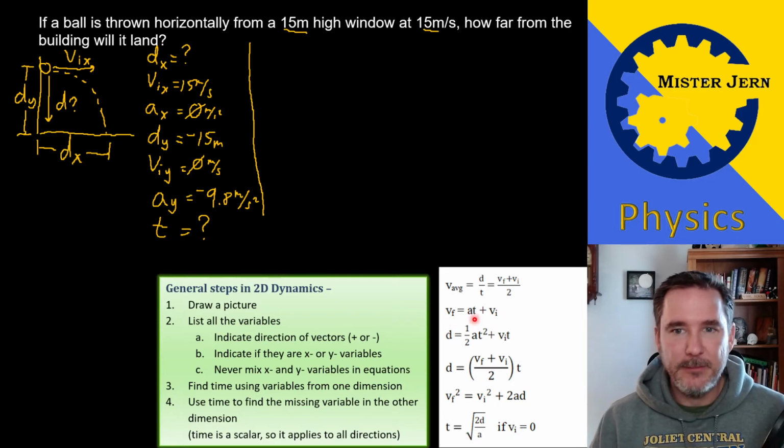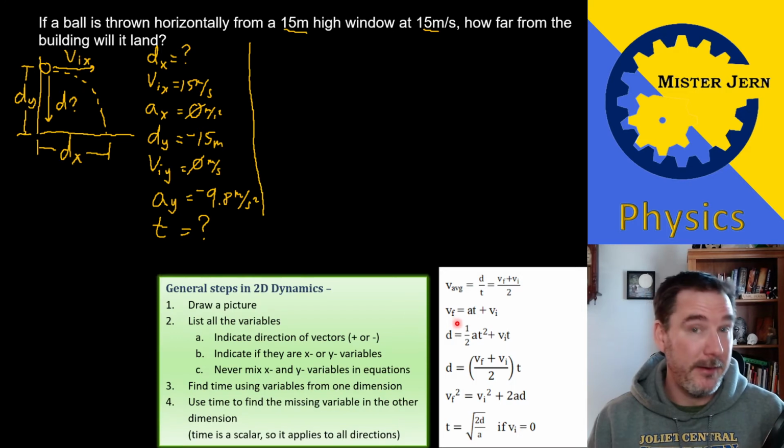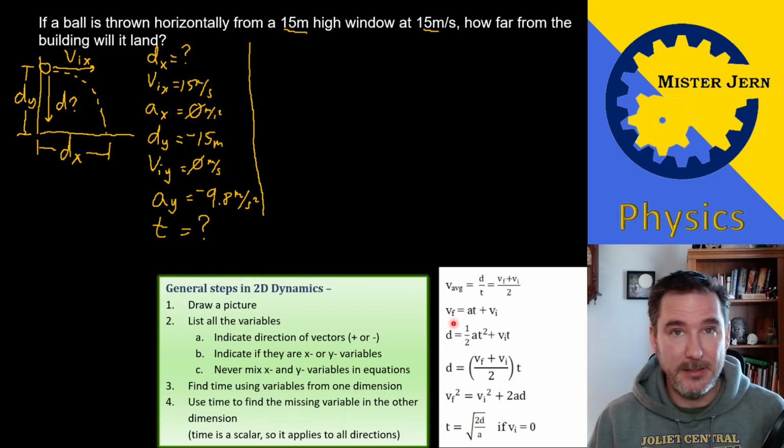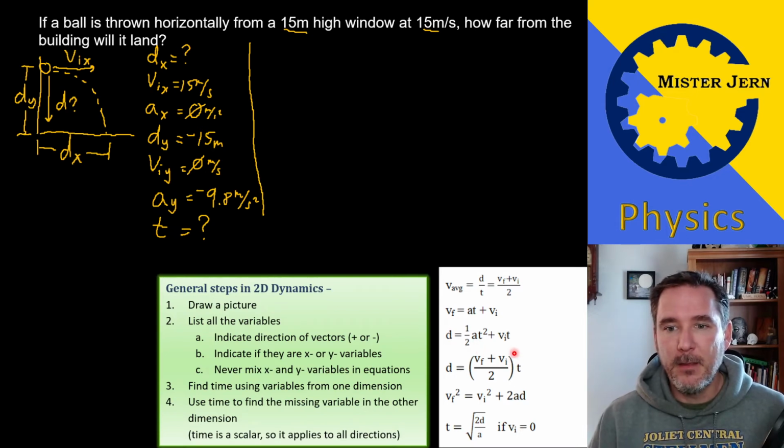VF finds time, but we don't know VF, so we can't use that to find time. And by VF, I don't mean after it crashed, because that'd be 0. I'm talking about while it is a projectile and it's still in the air. We could use this one. In fact, we probably should, because we have another one that involves time, but it's got a final velocity. We don't know that. Again, another one that has final velocity.